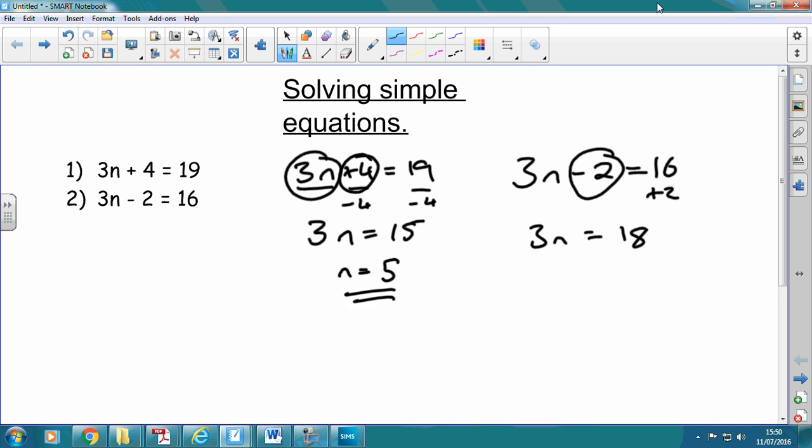It's completely up to you. There's no one correct way to remember it, but as long as you remember that that's the process that you've got to do, that's the main thing. So we've got 3n's equaling 18, and so now what we've got to do is work out what 1n is. So if 3n's are 18, divide that by 3, and you've got 1n equaling 6.